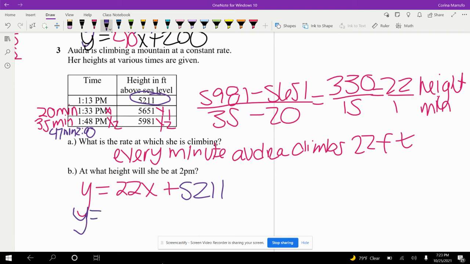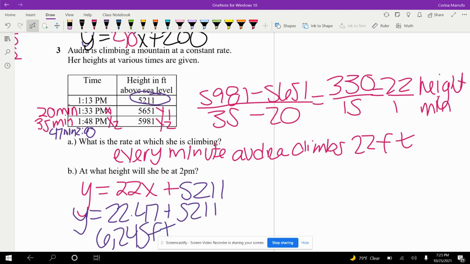So we're going to do y equals 22 times 47 plus 5211. I'm going to put that in my calculator. And that gives me 6,245 feet. So that's how high she's going to be off the ground.